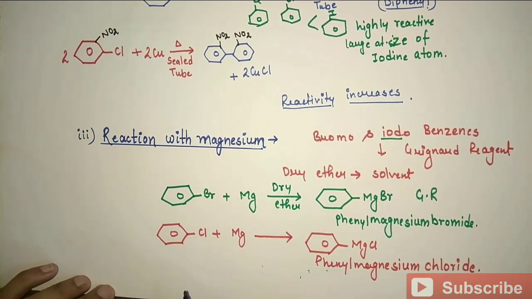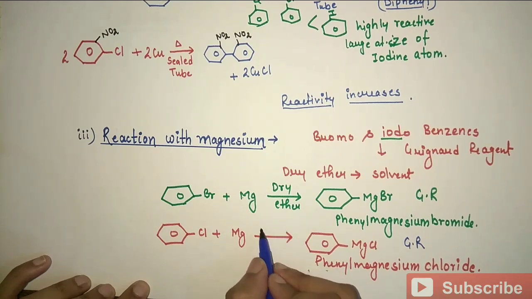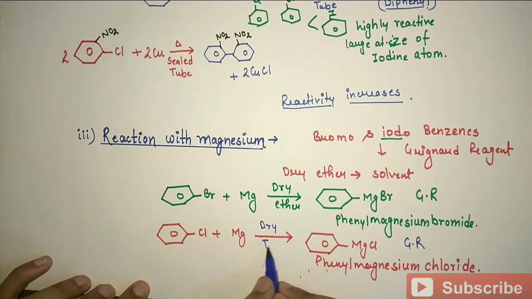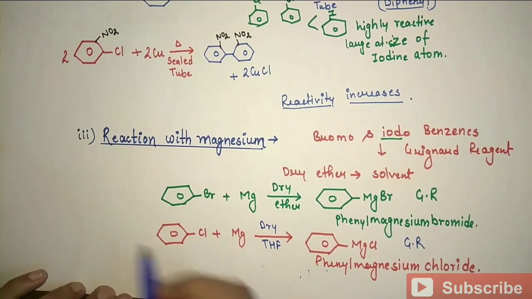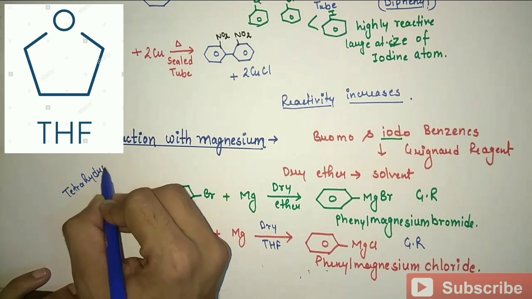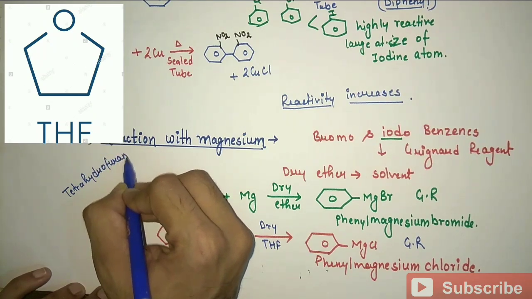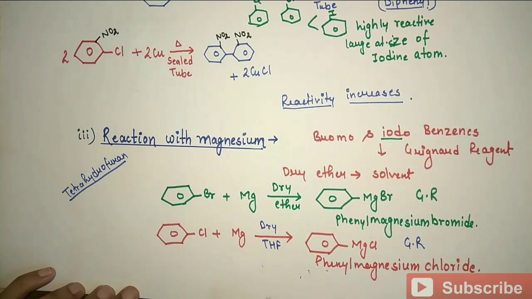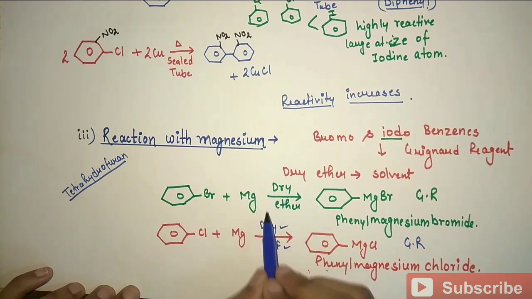Now, this is very important. Our chlorobenzene will form the Grignard reagent only when the solvent is dry THF. What is THF? THF is known as tetrahydrofuran. It is a solvent. So when the chlorobenzene is treated with magnesium in the presence of dry THF as a solvent in place of dry ether, then only it will form the Grignard reagent, that is phenyl magnesium chloride.